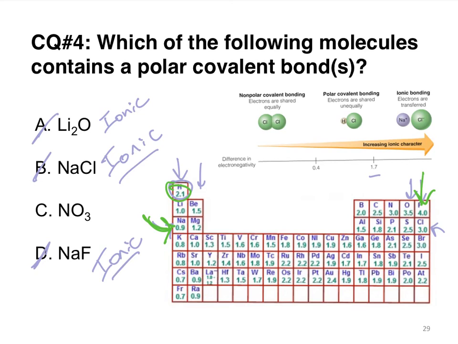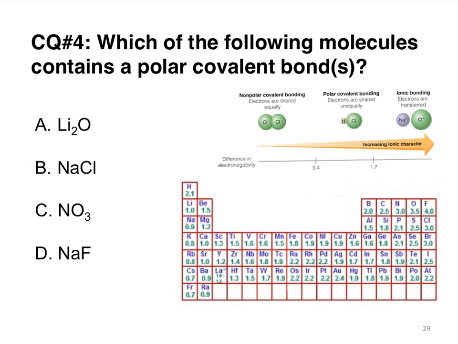I said it in class many times, but here is the reason why I decided to go ahead and show you. Now, let's take a look at this nitrate. We had that in class, didn't we? You have a nitrogen, which is 3.0, and oxygen, which is 3.5. The difference between nitrogen and oxygen is 0.5.